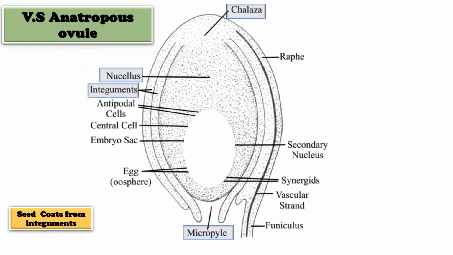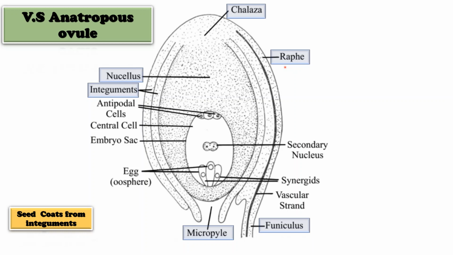This is the stalk of the ovule called funicle. It attaches ovule to the placenta of the ovary. The point of attachment of funicle to the ovule is called raphe.